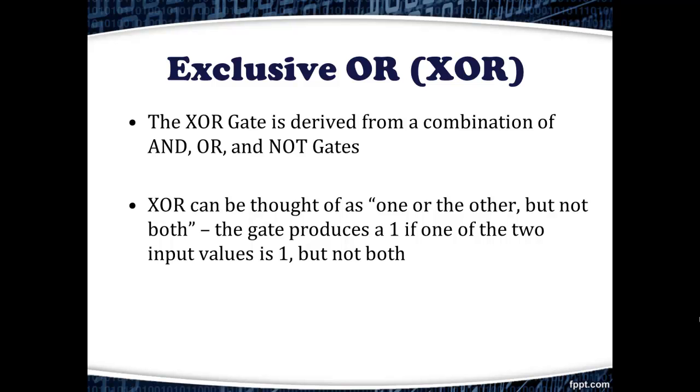XOR can be thought of as one or the other, but not both. This gate produces a 1 if and only if one of the two input values is 1. If both input values are 1, the gate produces a 0.